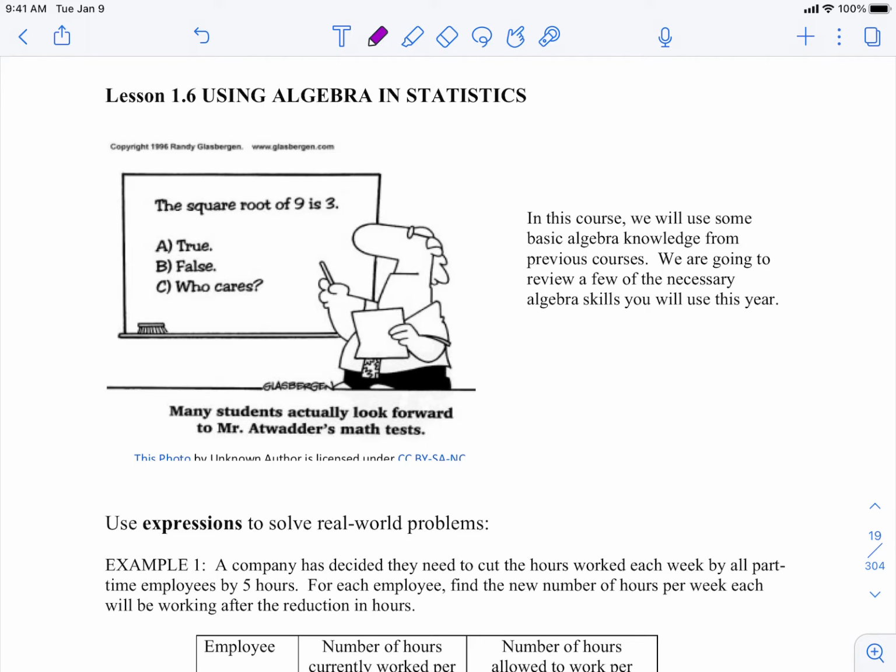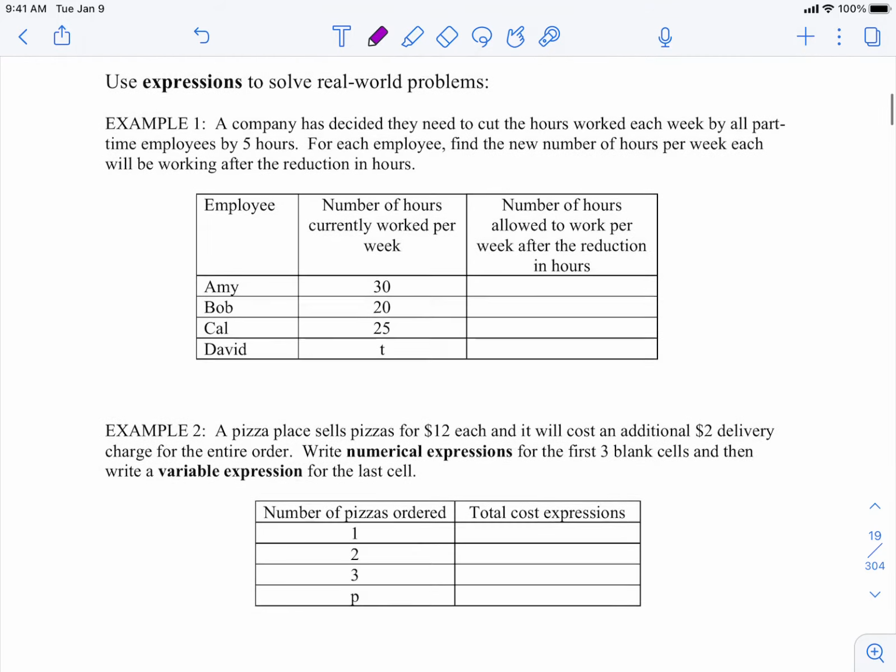Today, we are looking at 1.6, using algebra in statistics. In this course, we will use some basic knowledge from previous courses. We're going to review a few of the necessary algebra skills you will use this year. So first, we're going to use expressions to solve real-world problems.